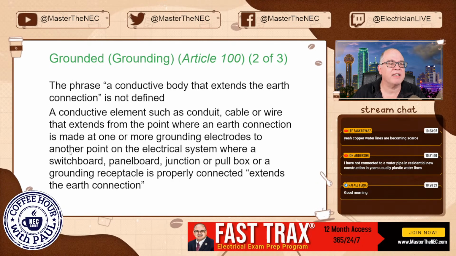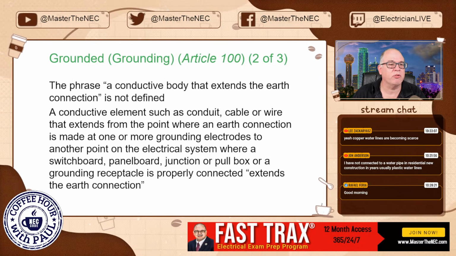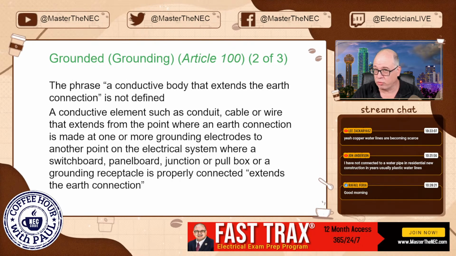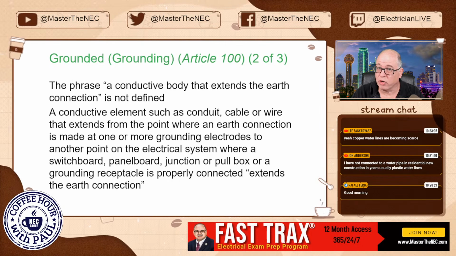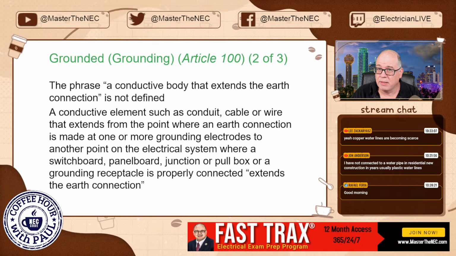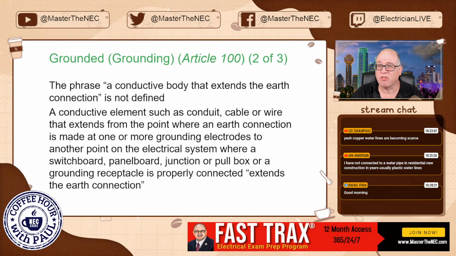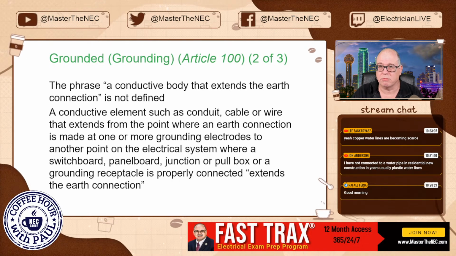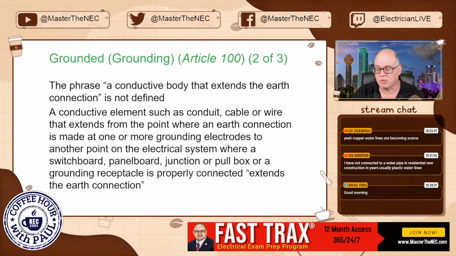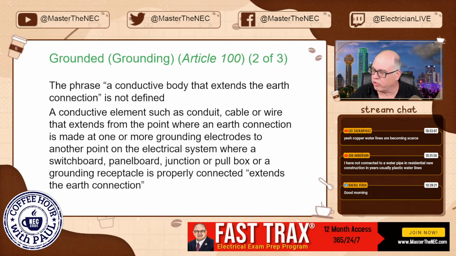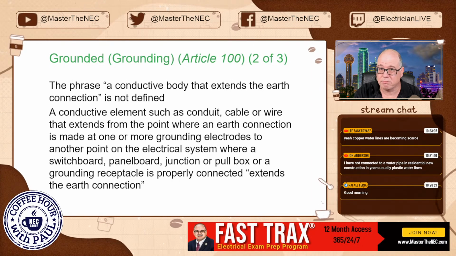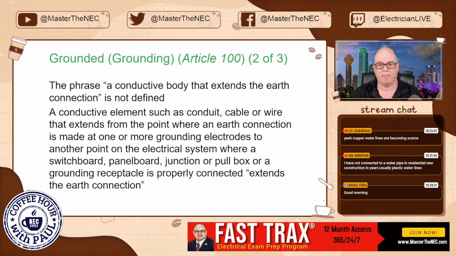John says, I have not connected a water pipe in residential new construction in years, usually plastic. Absolutely. But if you did connect to a metal water pipe underground that qualifies, 10 feet in contact with the earth, okay, then you're going to have to supplement it with another electrode. And you're not going to supplement it with another water pipe. Can't do that, right? But yes, many people aren't doing that anymore. But just remember, if it's there, you still got to connect to it, but you got to supplement it.